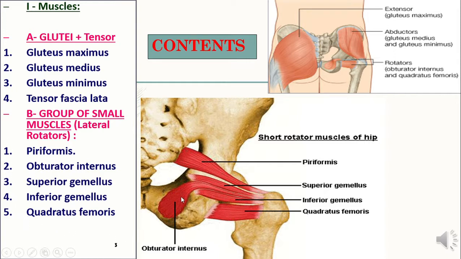In KLM, it is mentioned that the superior gemellus, inferior gemellus, and obturator internus, these 3 muscles, can be called a single muscle named triceps coxae, or the triceps of the hip, as they are inserted together and they act together to produce rotation. We also discussed that the superficial muscles are extensors and abductors, while the deep muscles are the small rotators.